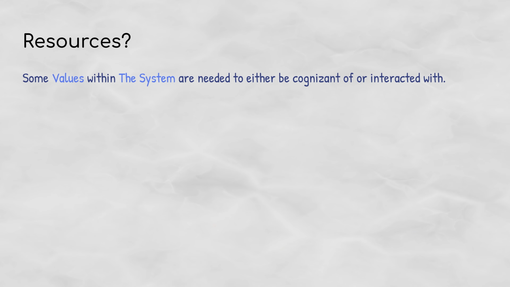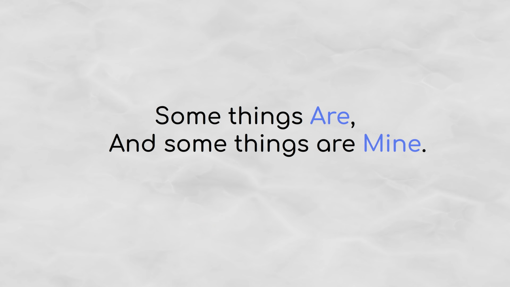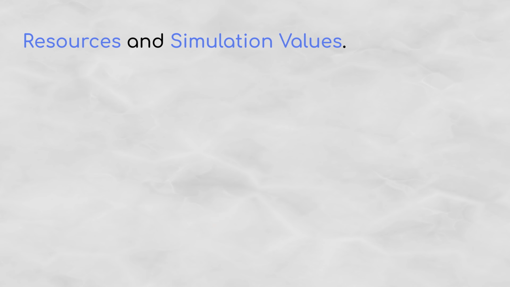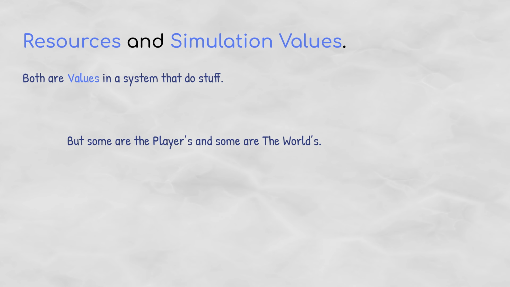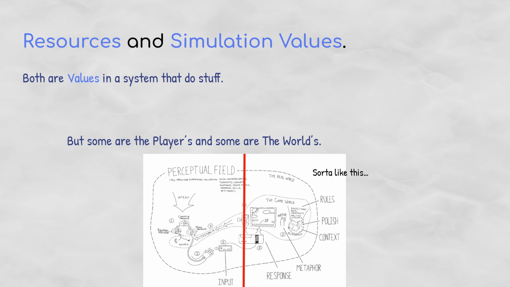Resource management, an aspect of game design, by Storm Hughes. So some values within a system need to be either cognizant of or interacted with, and this interaction will instigate a reaction. But, using our philosophy, some things are mine and some things are the world's. The byproduct of this is that we now have resources and simulation values. Both are values within the system and they both do things, but some are the player's and some are the world's. It kind of splits down the perceptual field, but not so specifically.